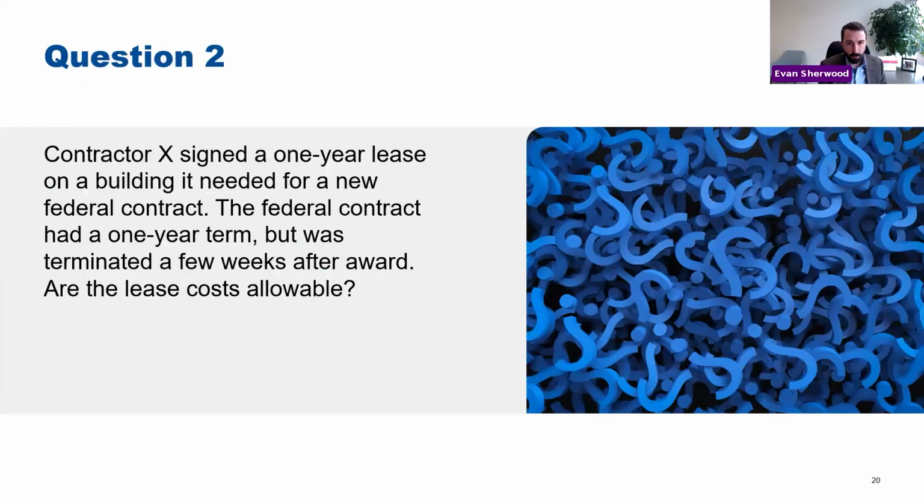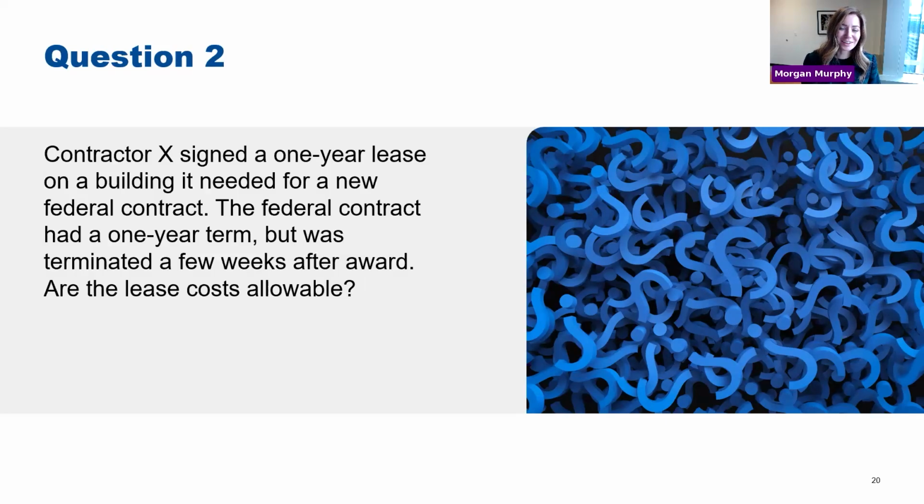All right, we have another question. Morgan, take it away. So contractor X signed a 1-year lease on a building it needed for a new federal contract. The federal contract had a 1-year term, but was terminated a few weeks after award. Are those lease costs allowable? Go ahead and throw answers in the chat, Q&A, whatever you're able to access, or you can raise your hand and we can call on folks.